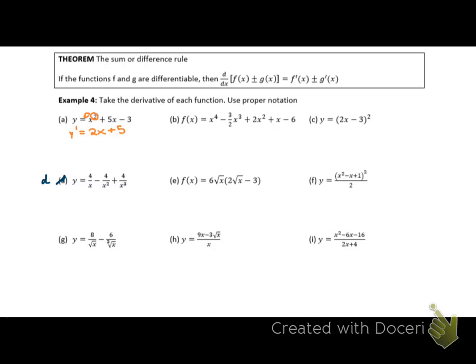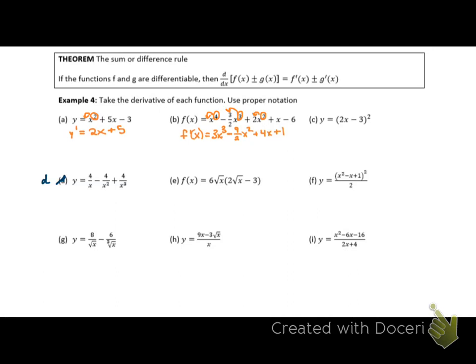For b, f prime of x. For the x to the fourth, we take that, move it to the front, so we get 3x cubed. We take this 3, move that to the front, so we get negative 9 halves x squared. Move the 2 to the front, so we get plus 4x, and the derivative of x is 1. The derivative of negative 6 is 0.